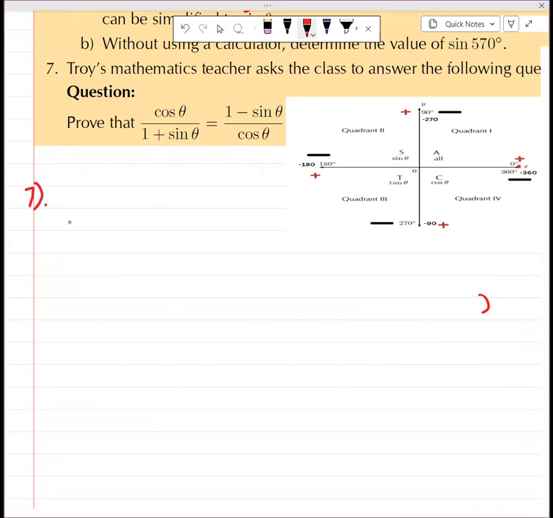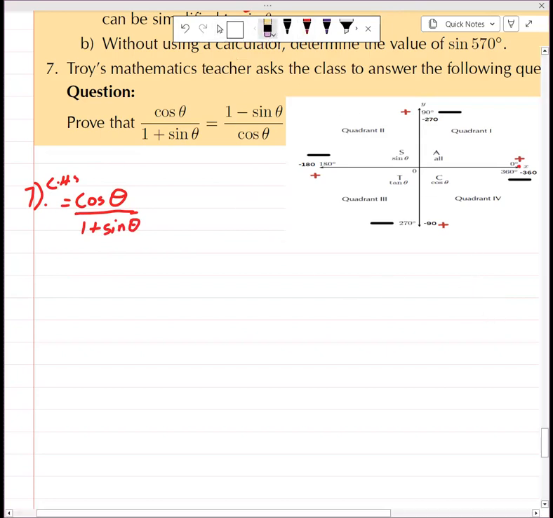On 7, they want us to prove that this side is equal to that side. This looks very interesting. Okay, so I'm going to try to do this. Let's see now. This is my left-hand side: cos theta over 1 plus sine theta. Before we actually solve this, I want us to discuss this identity, the Pythagorean identity.